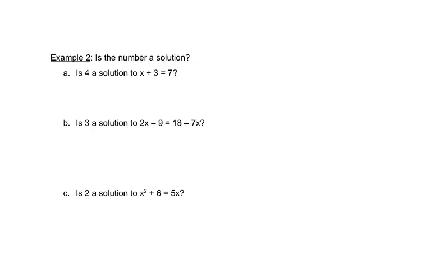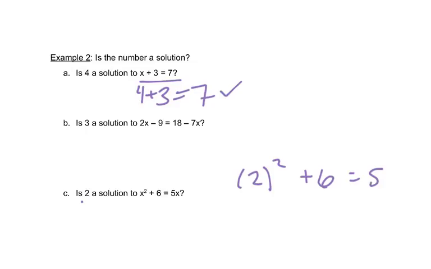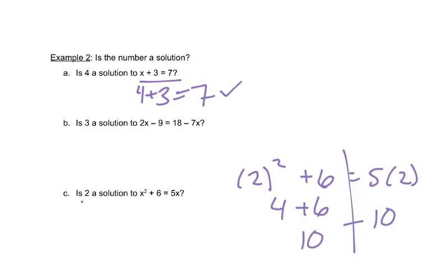So is 4 a solution to x plus 3 equals 7? Well, sure it is, because 4 plus 3 equals 7. Let's look at C. Is 2 a solution to x squared plus 6 equals 5x? Well, let's find out by putting 2 in place of x. So 2 squared is 4, and 4 plus 6 is 10, and 5 times 2 is 10. And because these two sides are equal, it is a solution.